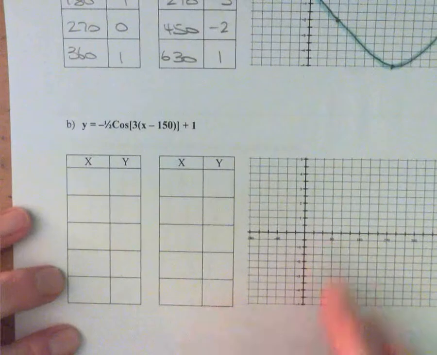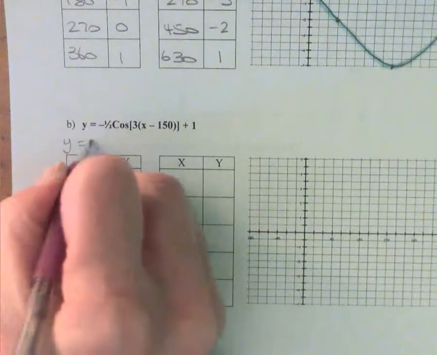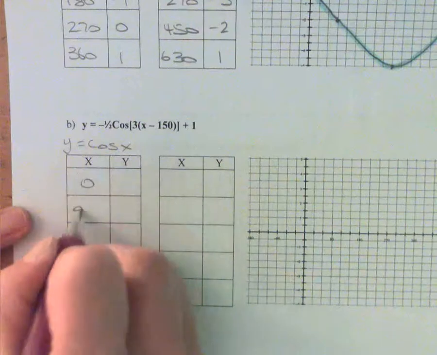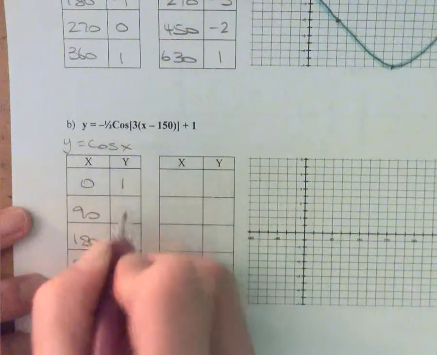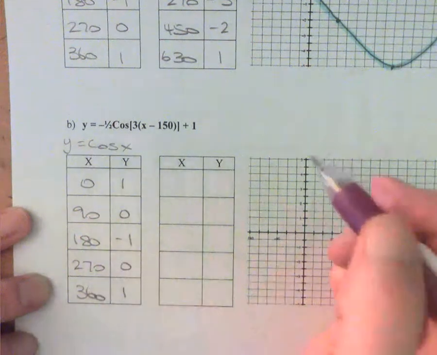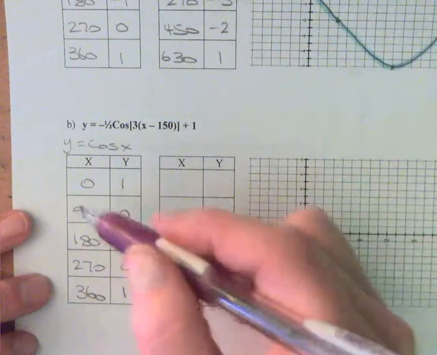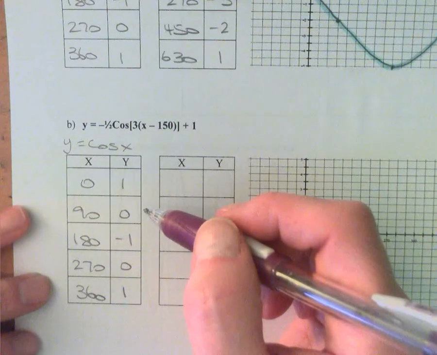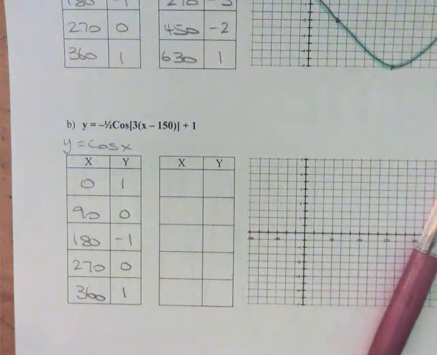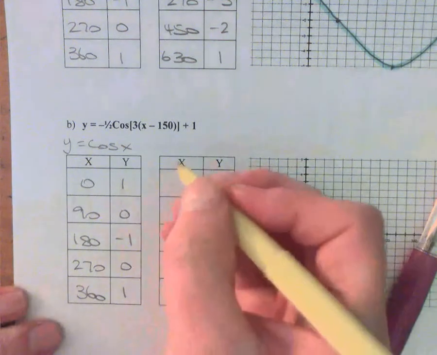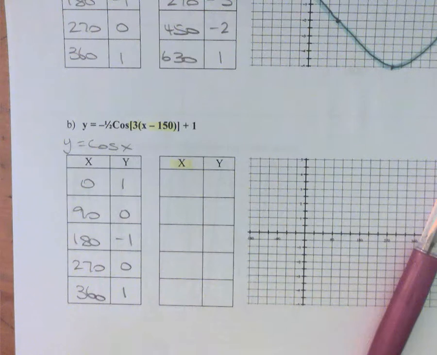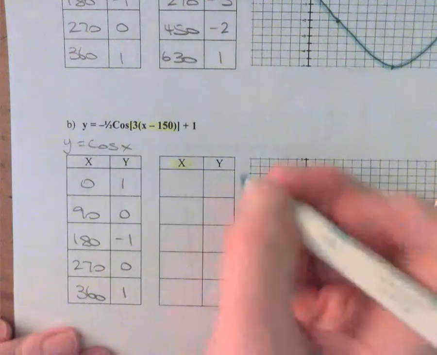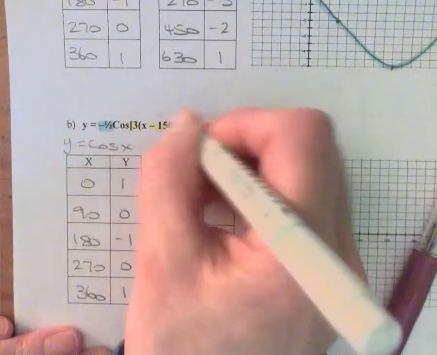Okay, let's try another one. So I want to do the base graph of y is equal to cos x. I have 0, 90, 180, 270, 360. My cos starts at 1, 0, minus 1, 0, 1. Okay, we do need to know the difference between our sine graph and our cosine graph and where they start. And again, let's look at what we're doing. So my x is anything inside my brackets. And my y is anything outside my brackets.